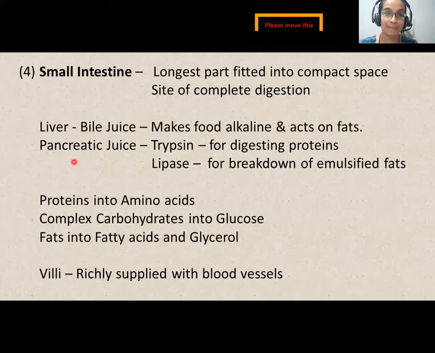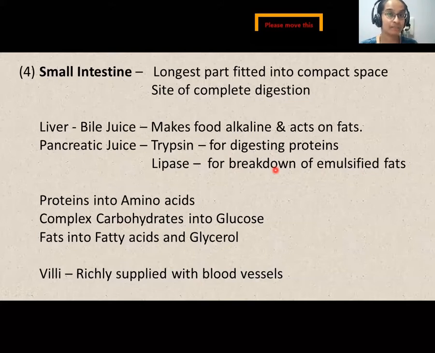चलो, पेनक्रियास, पेनक्रियास में से पेनक्रियाटिक जूस रिलीज होता है. उसमें से कौन से दो एंजाइम्स हैं? द बायोलॉजिकल कैटालिस्ट, जिसे आप एंजाइम्स भी कह सकते हैं, जो खाने पर प्रोसेस करते हैं. ट्रिप्सिन का काम है प्रोटीन को डाइजेस्ट करना, और लिपेस का काम है इमल्सिफाइड फैट्स को खाने में ब्रेक डाउन करना. है ना आसान बच्चों?